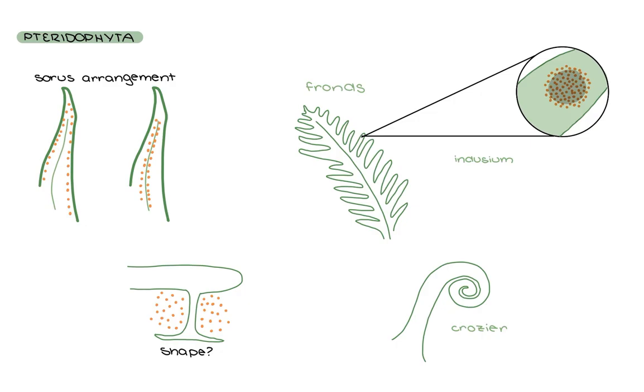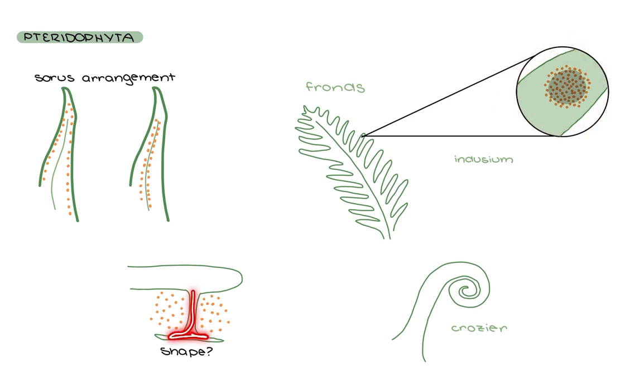And then if you look down here, at the bottom left image, this is actually what we're seeing in this top right image as well. This is just a cross-sectional view of the sorus. So these orange dots are all the spores, and this whole shape is what we call the indusium. So this is what the cross section of this looks like.